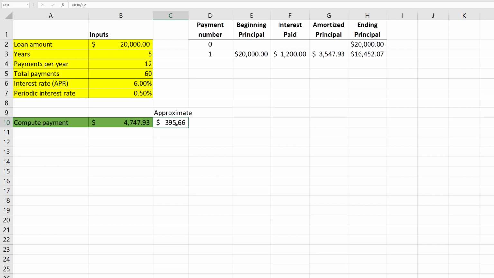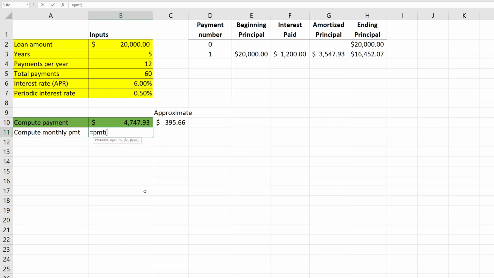$395.66. Now, the reason that is approximate is that our principal balance of the loan is actually declining every month. And so while it's not a huge difference, you will pay less interest under monthly payments than you will under annual payments. Again, because after every month, the principal is going to go down, and the interest component of the payment will go down.